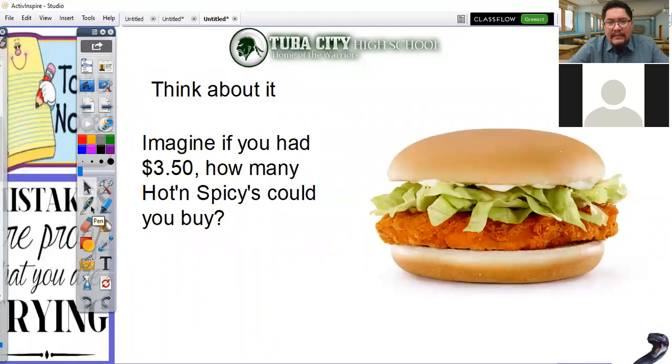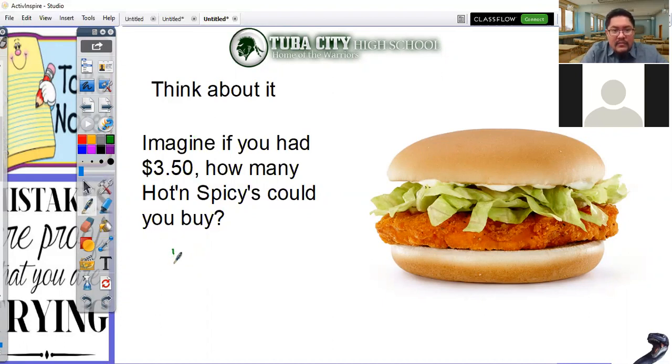So I want you to think about this one, and this is probably something that you've seen before. Imagine that if you had $3.50, how many hot and spicy chickens could you buy? And think about that, because this is a problem you see all the time, but it's always not really given in a realistic manner. So these are dollar sandwiches, and generally, the answer I'm going to get is about 3.5. And what's happening with that is students will usually say something like this.